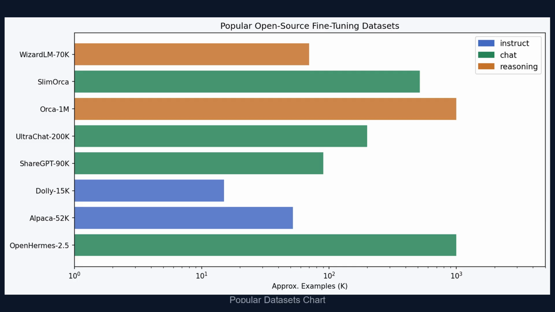The type distinction matters for your use case. If you're building a conversational assistant, chat datasets are the right foundation. If you're fine-tuning for complex multi-step tasks, reasoning datasets like Orca are worth investigating. Knowing what's available before you commit to a dataset saves significant time.